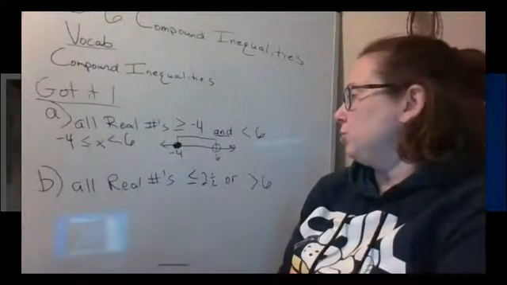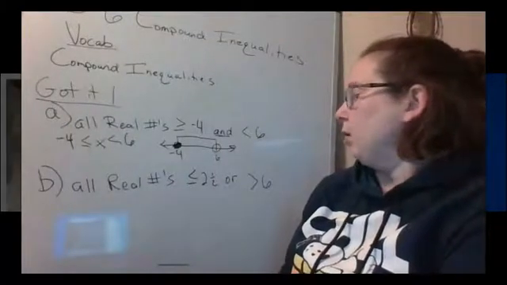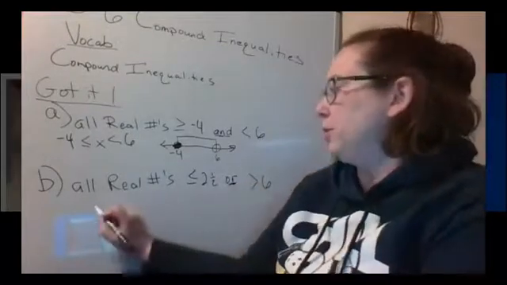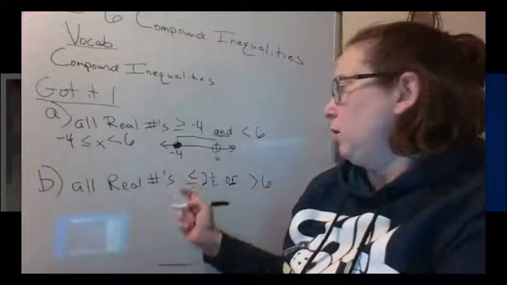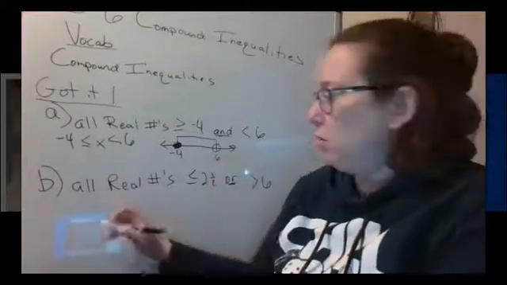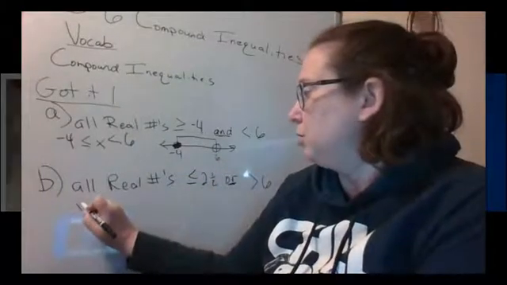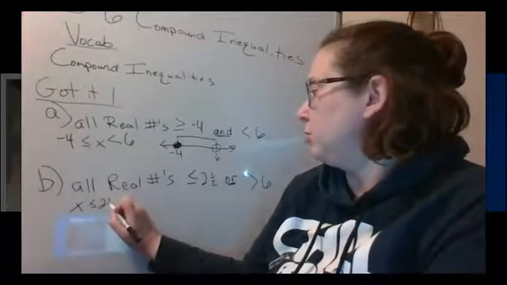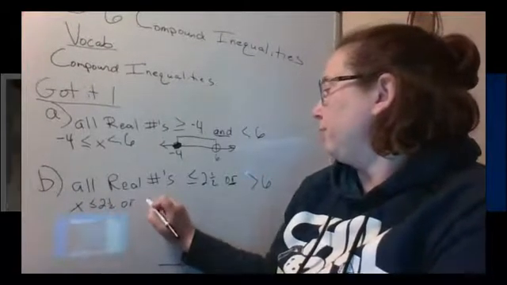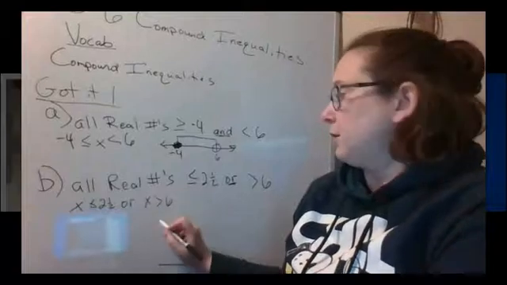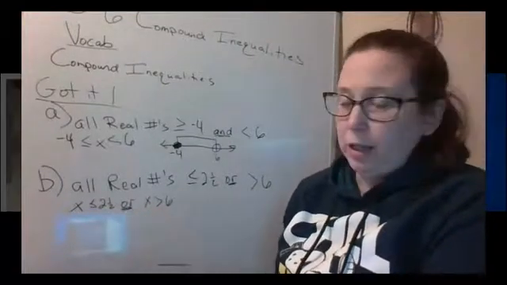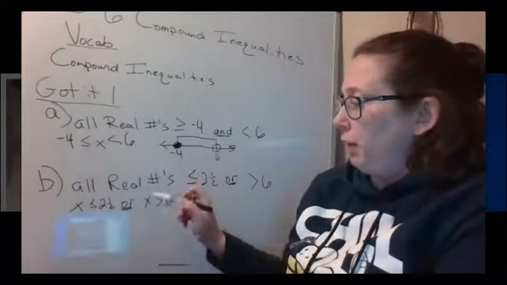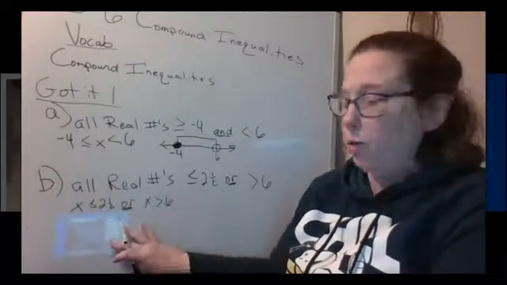Got It 1B says all real numbers less than or equal to 2.5 or greater than 6. So this one is an "or," so we just need those two situations in our solution. So we're going to say x is less than or equal to 2.5 or x is greater than 6. Again, you're just leaving that "or." We can't really combine this in any way. We just leave the "or" there.